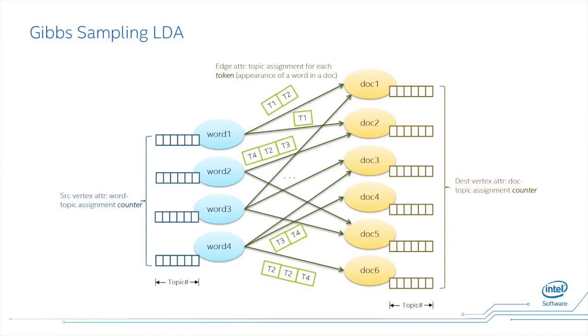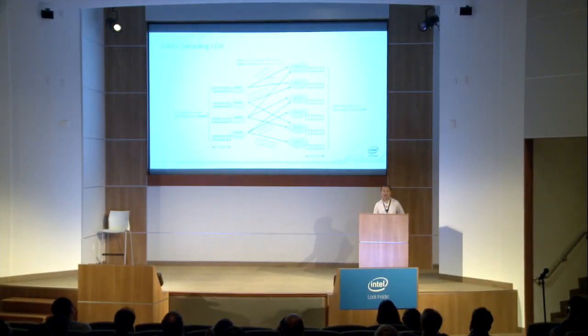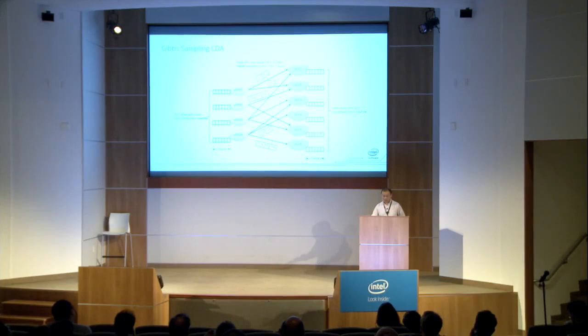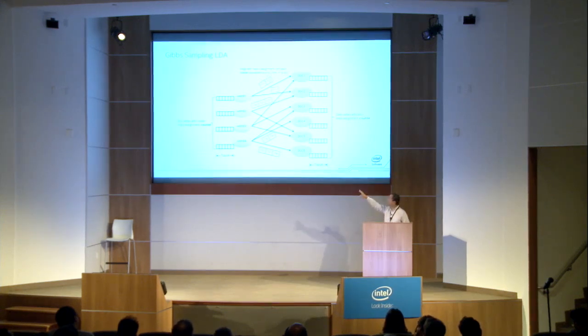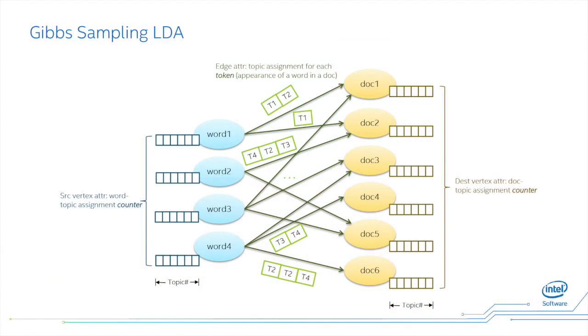And on the vertex side, it contains a vector the size of the number of topics. Each entry in that vector shows how many times that topic appears in that document, or that word is assigned to that topic. So it's essentially a word topic assignment counter or document topic assignment counter. It's an int vector, and it contains how many times that topic is assigned to that word or document. So essentially, we're building a graph-based algorithm for Gibbs sampling-based LDA.